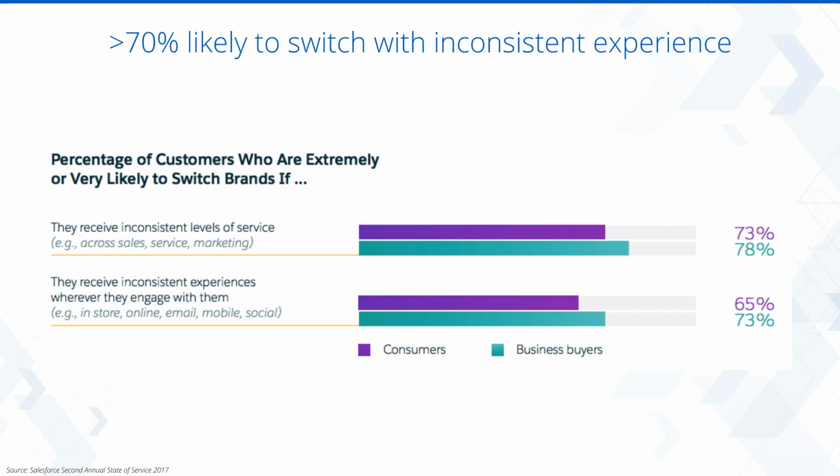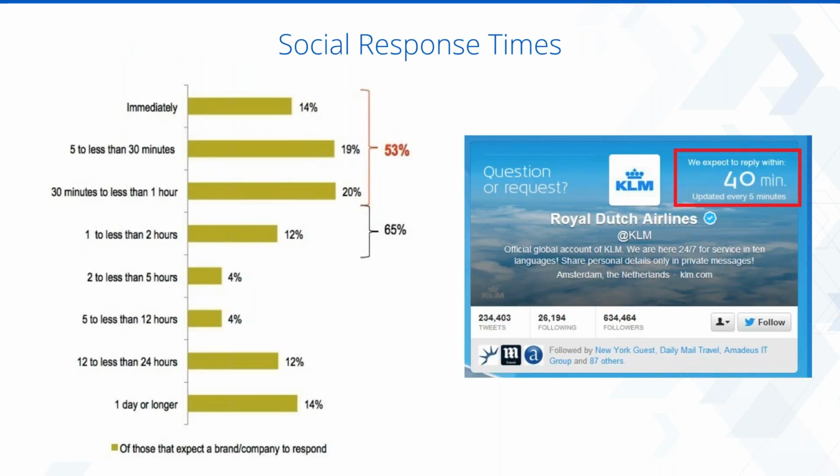This stat actually came out of a recent Salesforce report, where approximately 70% of customers are likely to switch if they receive an inconsistent experience across different channels. I mean, that's just crazy. It really places importance on the fact that you've got to treat your social channels the same as you treat your office lobby.